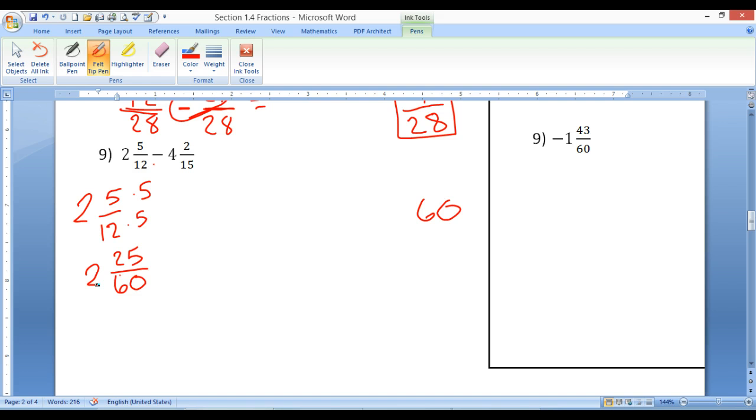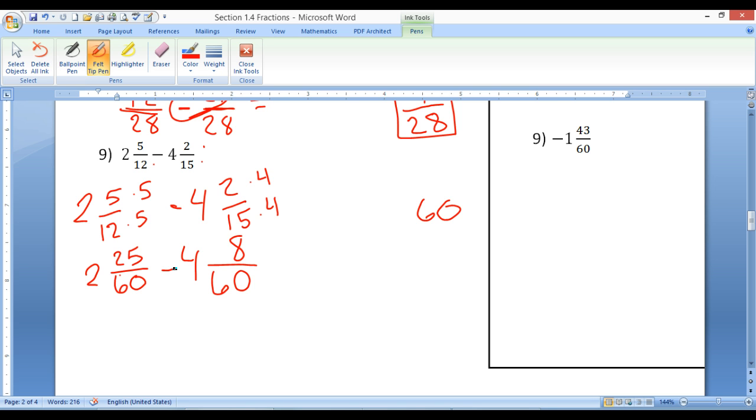Then the other one, I need to multiply top and bottom over here, or if I rewrite it over here just to give myself the same space and keep it consistent, I need to multiply both the top and bottom by 4. 4 times 15 is 60. 4 times 2 is 8. There we go. So I have 4 and 8/60ths, and I'm subtracting.